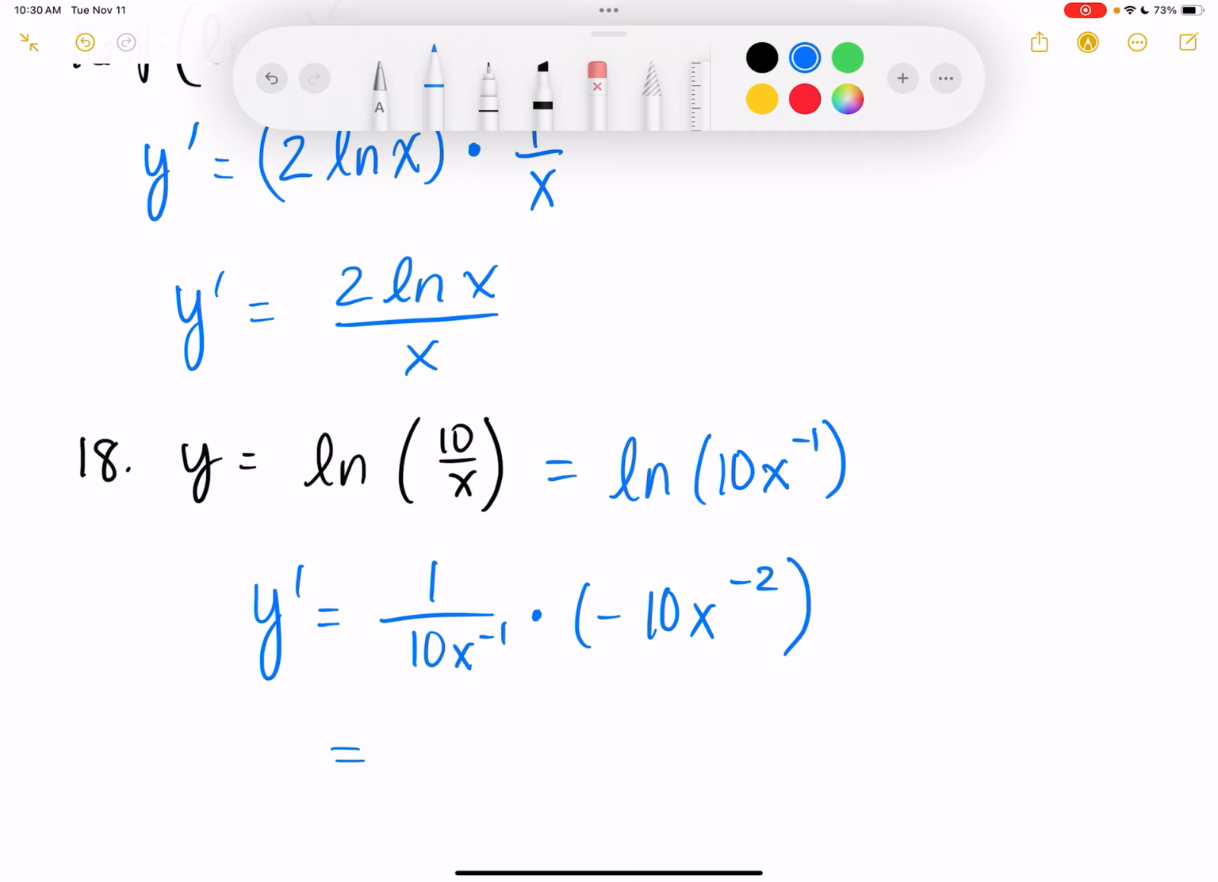But we would have technically, well, the 10s are going to cancel, so I'm going to have negative 1 on top. And then if I add this negative 2 that's on the top to the x that's on the bottom, then I'll have negative 1 plus 2, so this is just going to be negative 1 over x after everything is canceling for my final derivative.